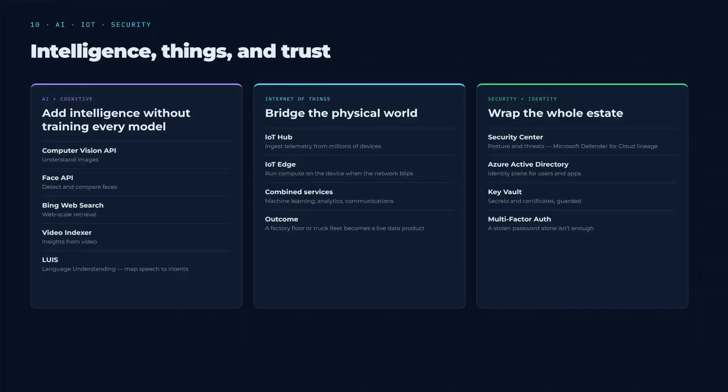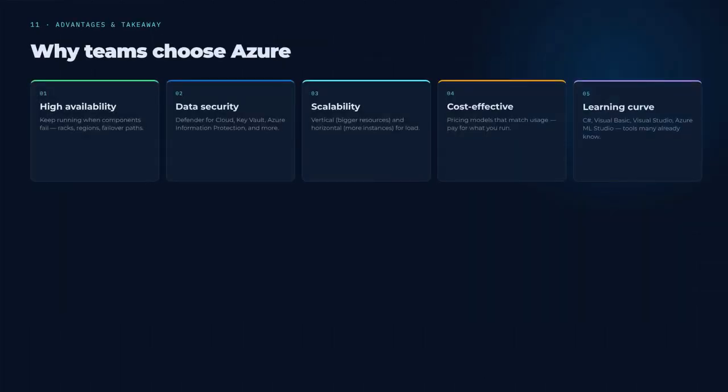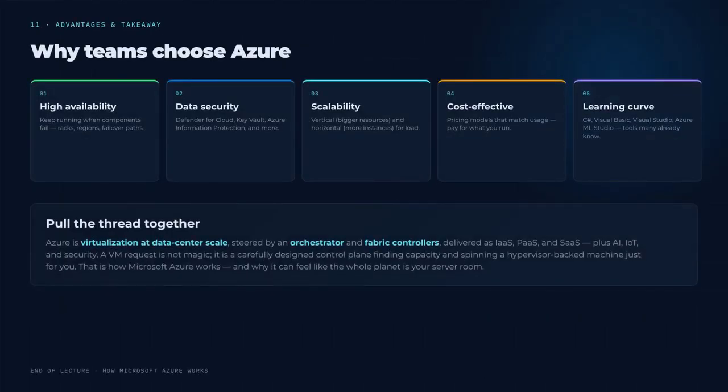Security Center, now part of Microsoft Defender for Cloud, watches posture and threats. Azure Active Directory is the identity plane for users and apps. Key Vault guards secrets and certificates. Multi-factor authentication adds a second factor so a stolen password alone isn't enough. Intelligence, things, and trust stacked on the same fabric you use for VMs and storage. So why do teams choose Azure once they understand the machinery?